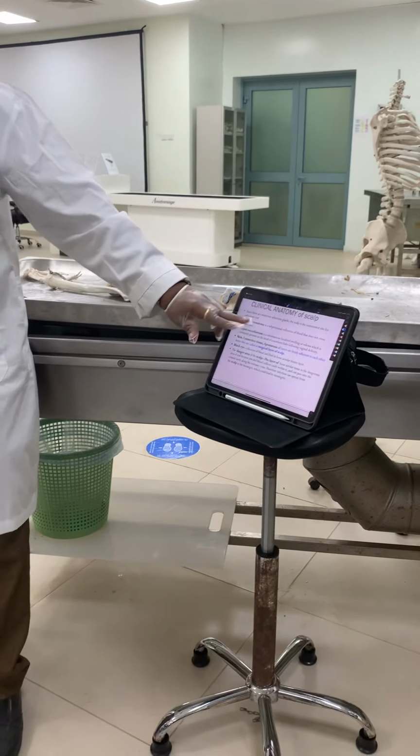Then clinically, these are some terms, you just go through this. Okay.